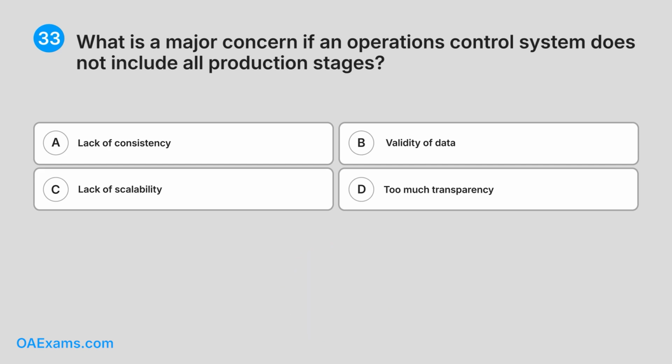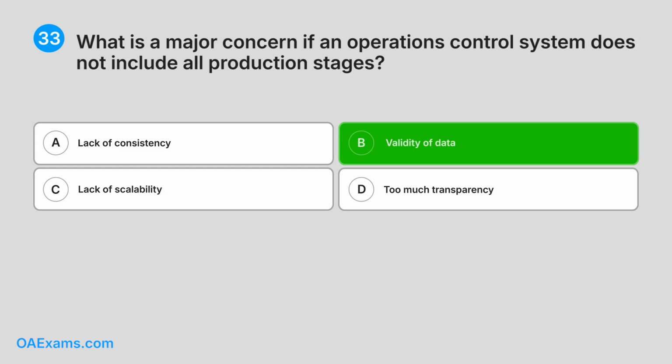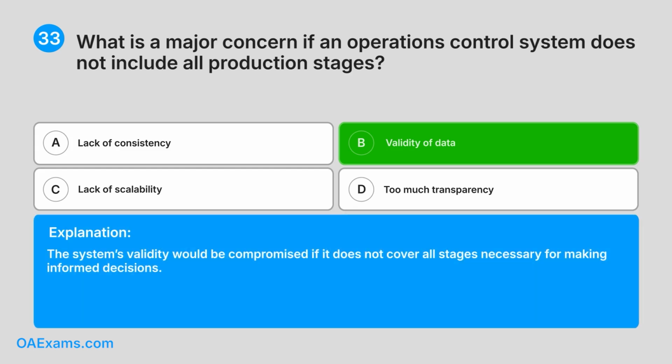Correct answer: B. Validity of data. Explanation: The system's validity would be compromised if it does not cover all stages necessary for making informed decisions.